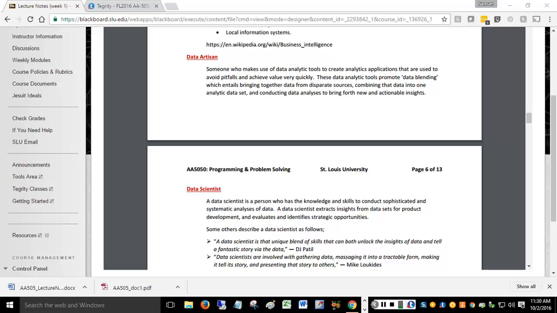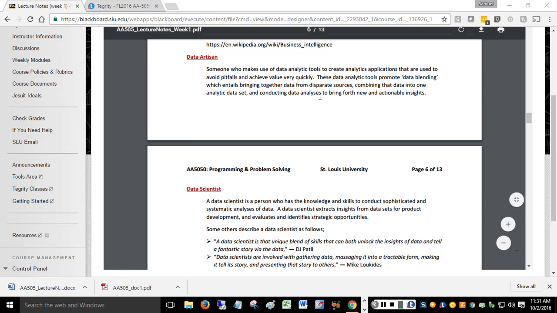So a new term that came out, I guess, within the last couple of years, was coined by a company called Alteryx, which is a very powerful tool. It's a data blending and analytic tool, but they call it a data artisan. A data artisan is someone who uses data analytic tools to create analytic applications that are used to avoid pitfalls in people that aren't quite so well versed in the analytics, to build these tools, and it allows them to create value very quickly.